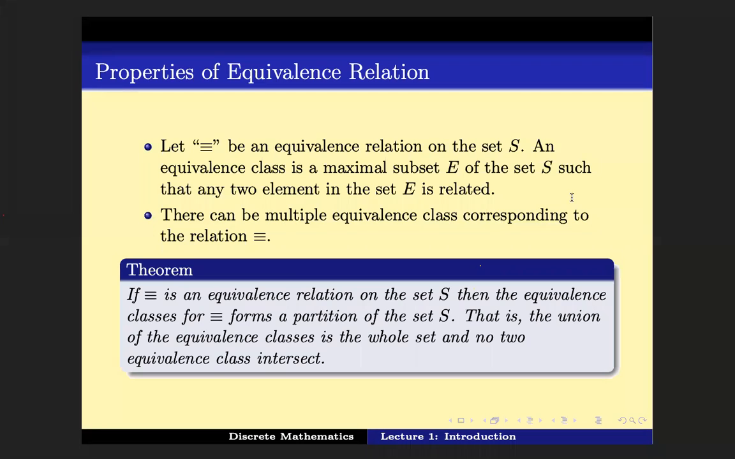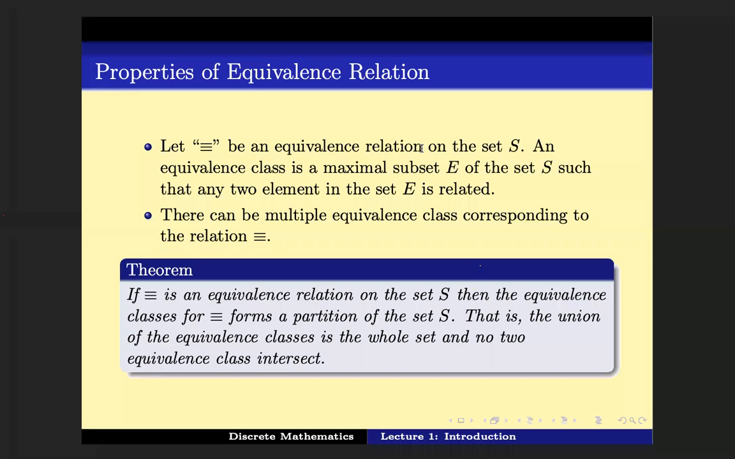Or think of it in the following way. What is the equivalence class of x? It is the set of all elements in S that are related to x. So if x is related to y, then y is in the equivalence class of x. If z is related to x, then z is in the equivalence class of x, and so on. Similarly, I can define the equivalence class of y, and of z, and so on.